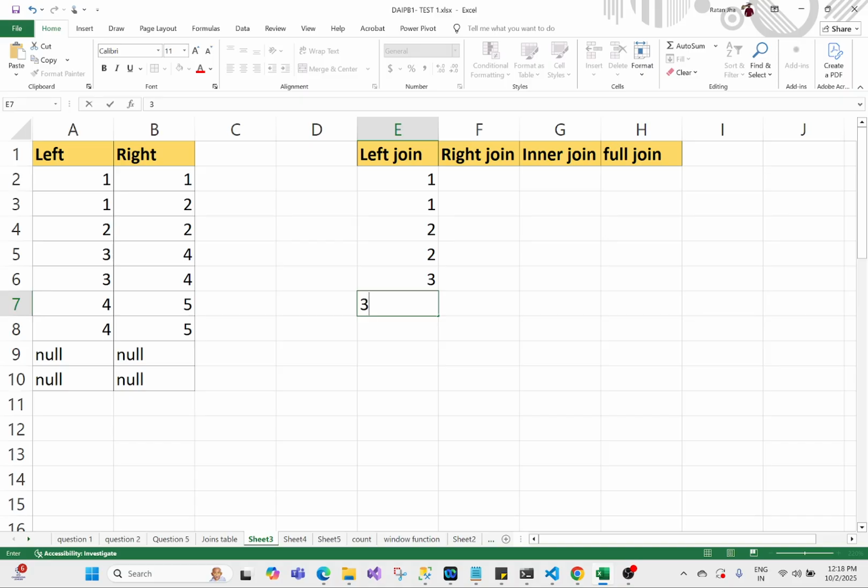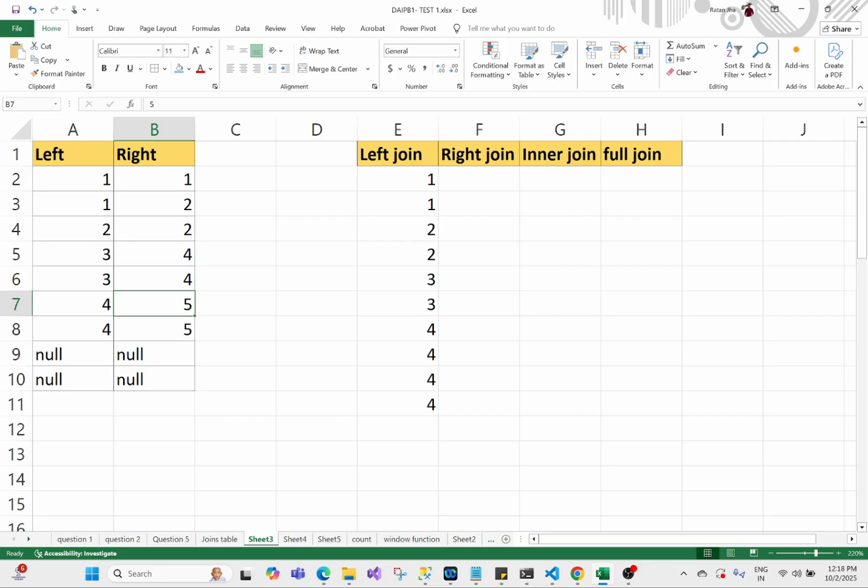So we have to mention 3 here because 3 is in the left table. What about 4? 4 is present twice in the left table and twice in the right table. So the first 4 will connect with the first 4 and the second 4 in the right table, and the second 4 in the left table again connects with these two 4s of the right table. So 4 will come 4 times. Then in the right table there is 5, but in the left table there is no 5, so 5 will not come because it is not a common record.